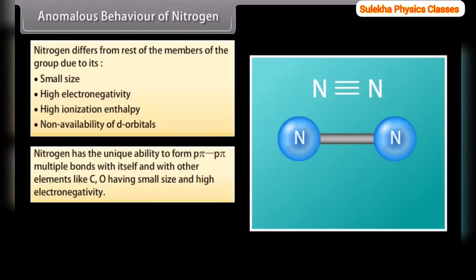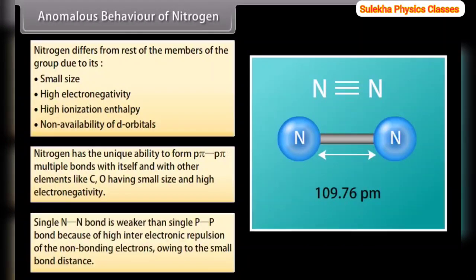Nitrogen has the unique ability to form pπ-pπ multiple bonds with itself and with other elements like carbon and oxygen, having small size and high electronegativity. Thus, nitrogen exists as a diatomic molecule with a triple bond between the two atoms, having high bond enthalpy 941.4 kJ per mole. Single nitrogen-nitrogen bond is weaker than single phosphorus-phosphorus bond because of higher inter-electronic repulsion of the non-bonding electrons owing to the small bond distance.